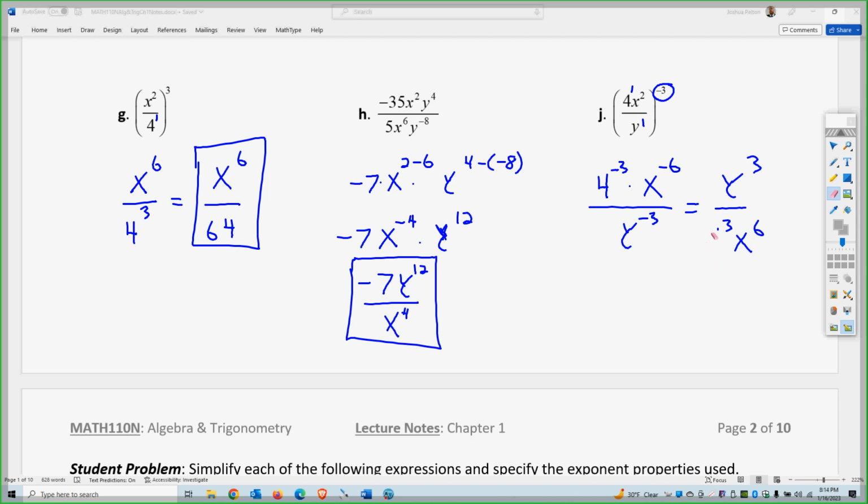Let me make a better 4 than that. I think when I get to the end of the board, the smart board doesn't like it.